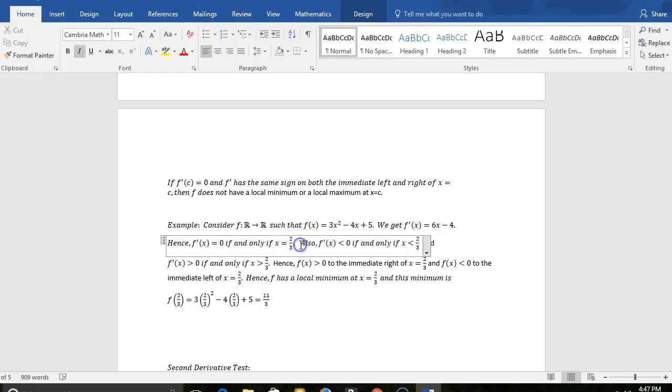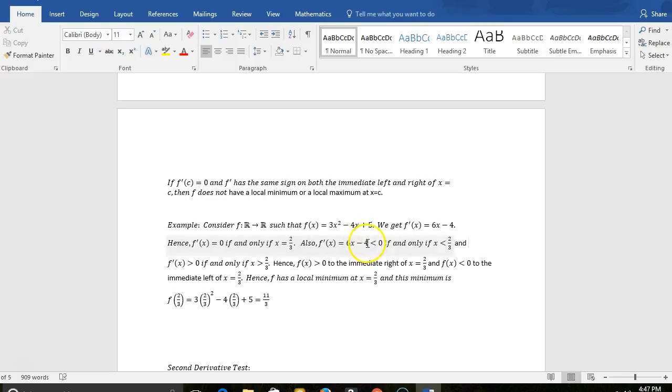But let's examine things a little further. Let's see what we wrote in between. Note that f prime of x is less than 0 if and only if x is less than 2/3. Again, why do I say that? Because f prime of x is 6x minus 4, and 6x minus 4 is less than 0 if and only if x is less than 2/3.